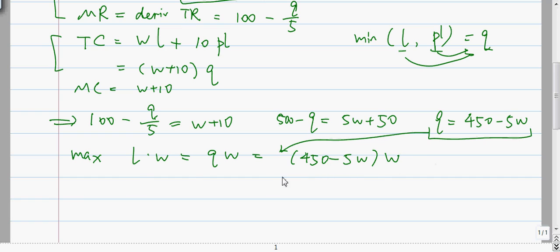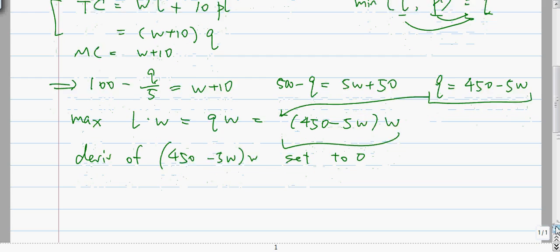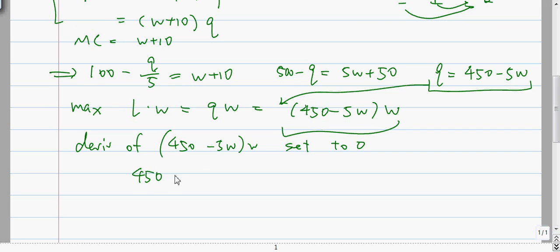So what we call the first order condition, or the marginal benefit equal to 0 condition, is to differentiate this. The derivative of this thing, we set equal to 0, and then we have 450 minus 10W is equal to 0. So again, when you are trying to do profit maximization, you do MR equal to MC. When you do any other maximization, you differentiate whatever this thing is, and then set that equal to 0, and then we can solve for W equal to 45.